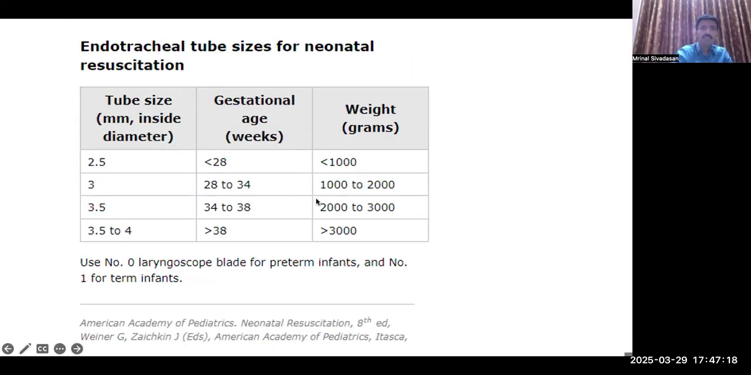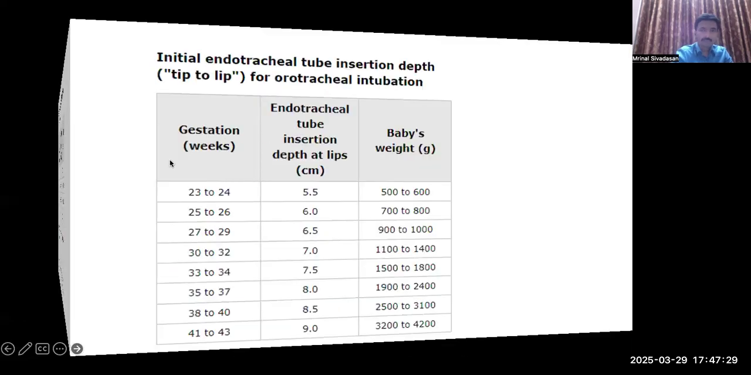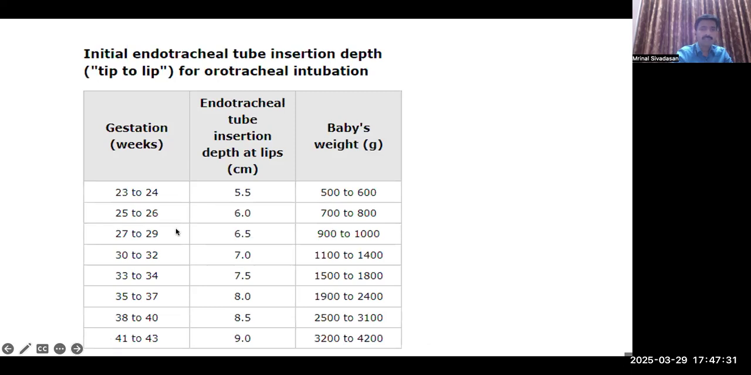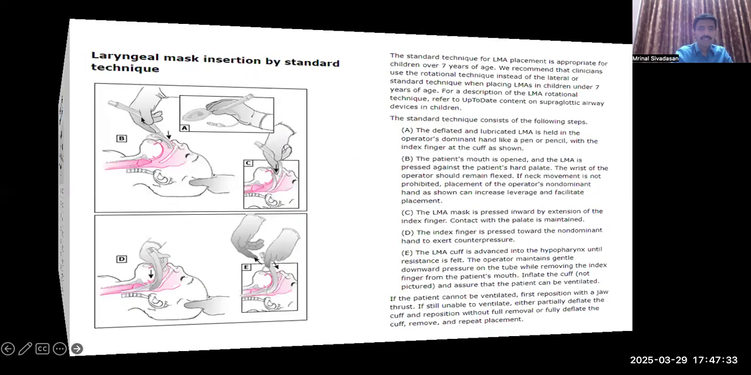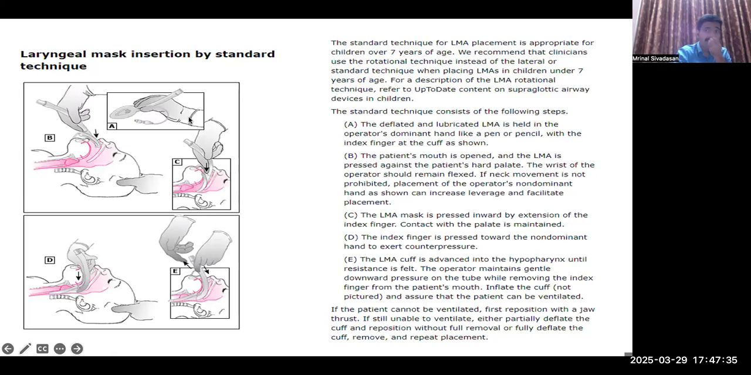So this is the table showing the endotracheal tube size with respect to the various weights: less than 1 kilo, 2.5; 1 to 2 kilo, size 3; and more than 2 kilo, 3.5. This is the tube size with respect to the baby's gestational age, and this is the use of laryngeal mask airway for the baby. It should be one size tube, and after inserting, you would inflate the balloon at the laryngeal inlet.